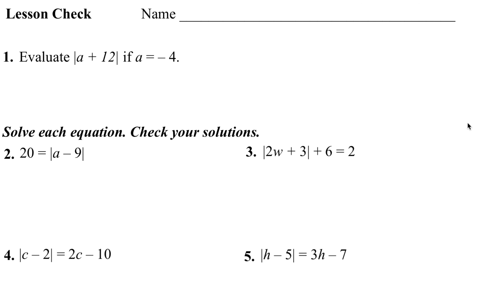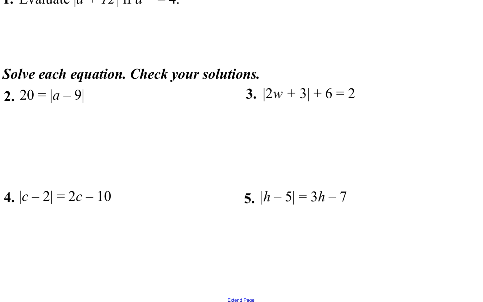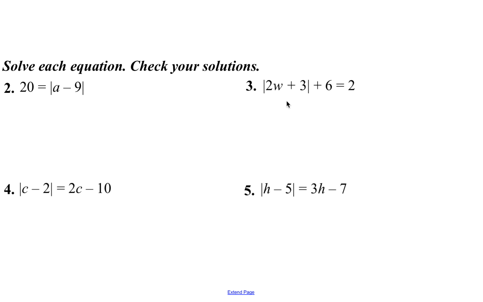Here are 5 examples for you to work through as a lesson check. Just a note down here, when you get to problem 3, make sure you isolate the absolute value first before you move on.